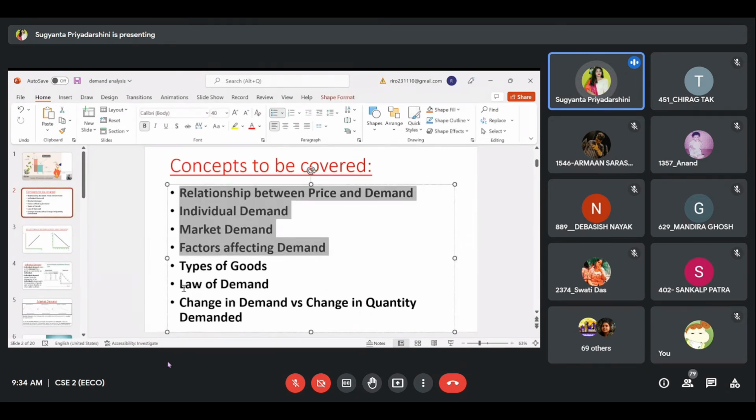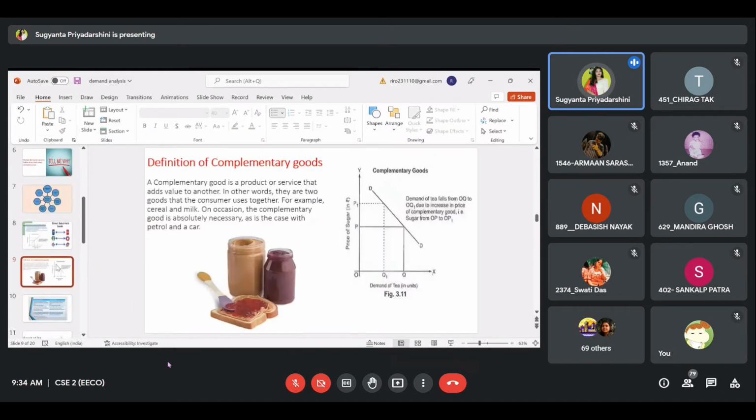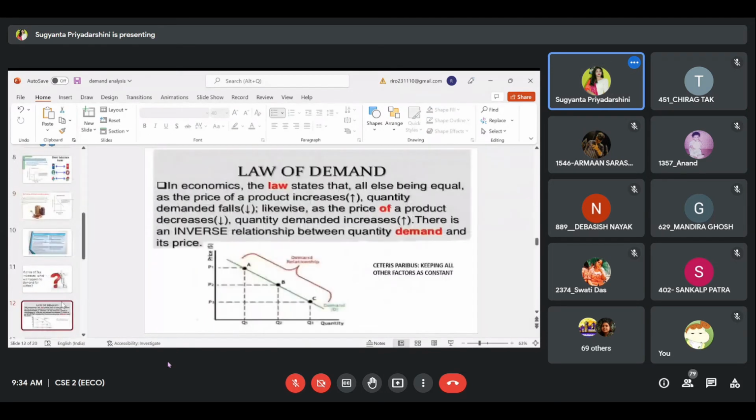Then let us come to the first law of demand. Then we will move to types of goods. So coming to the law of demand, what does this law of demand say? This law of demand says that keeping all other factors constant, price and quantity demanded are inversely related. पहली बात, ये जो keeping all other factors as constant हम लोग बोलते हैं, this is nothing but ceteris paribus. This term means keeping all other factors constant.